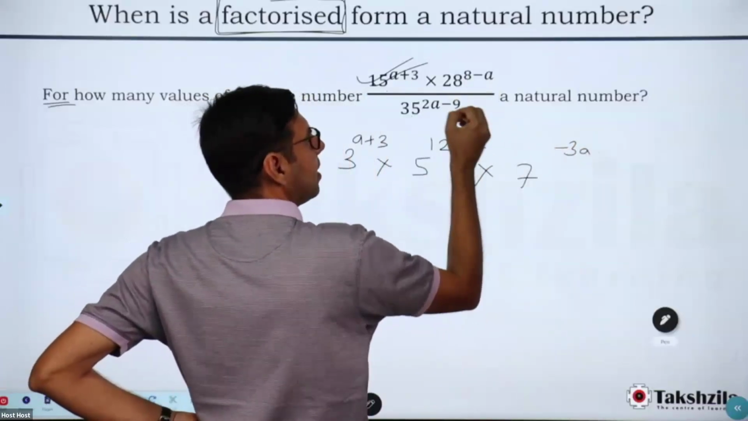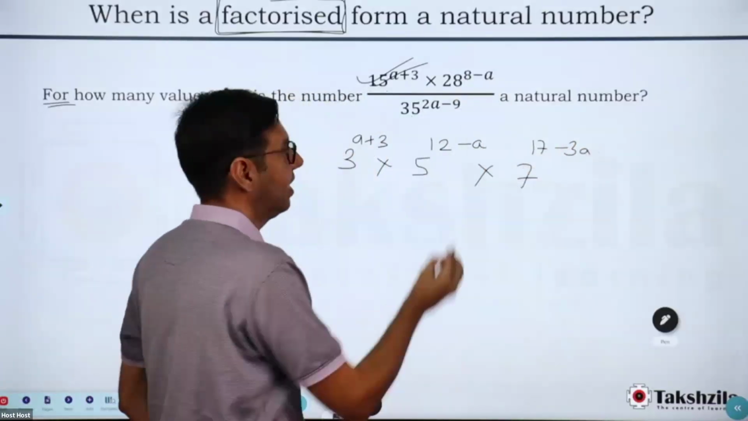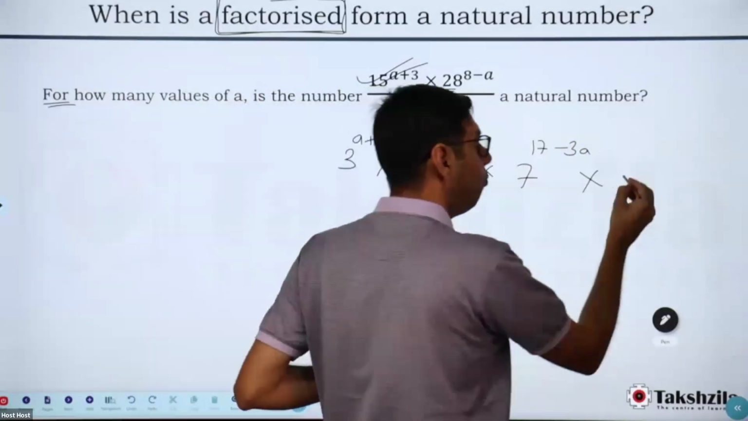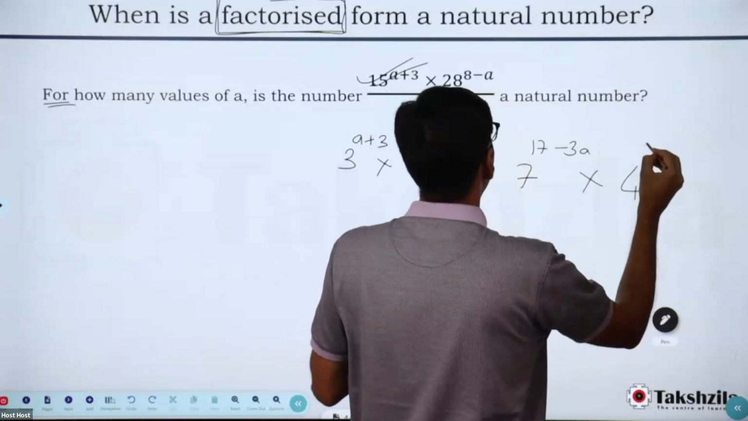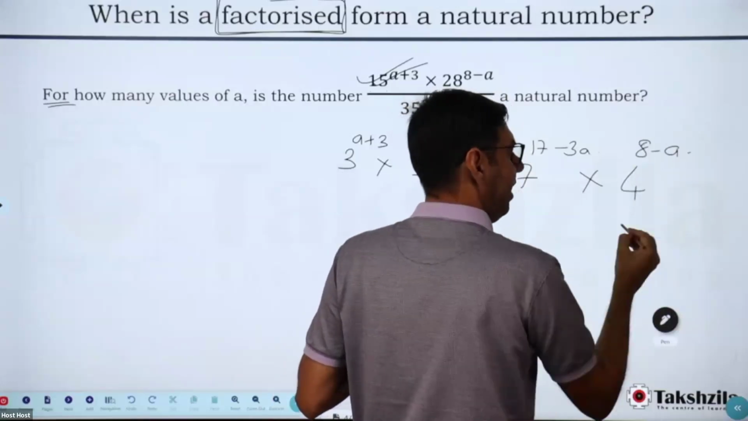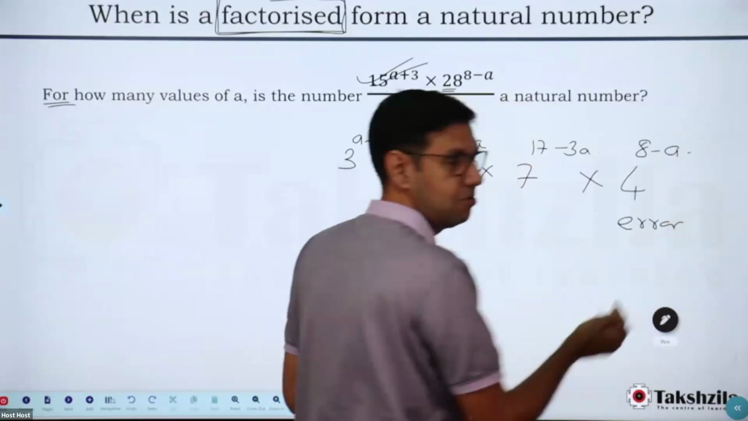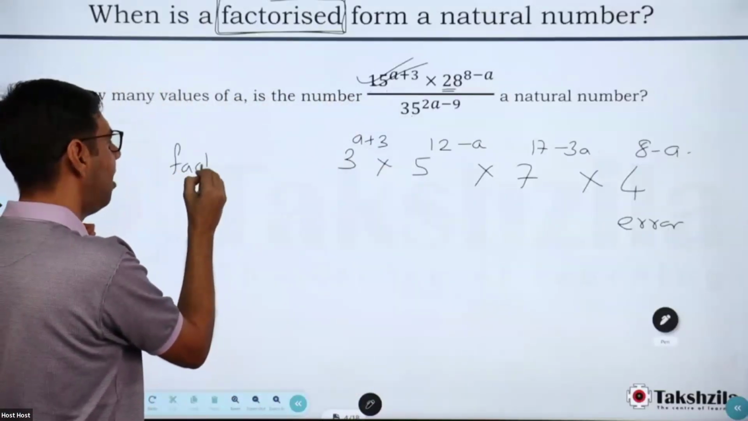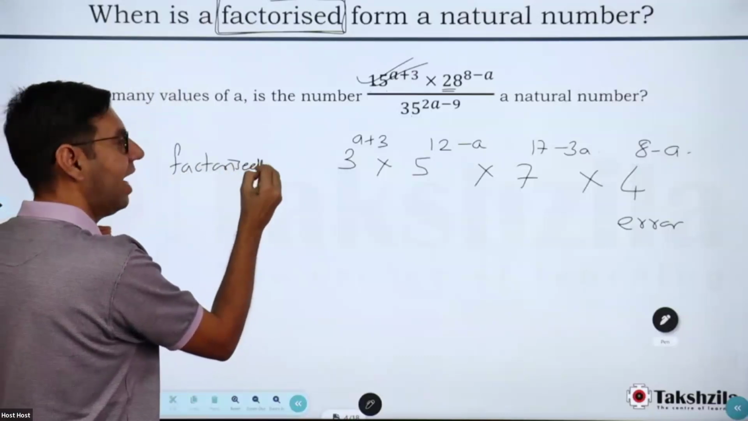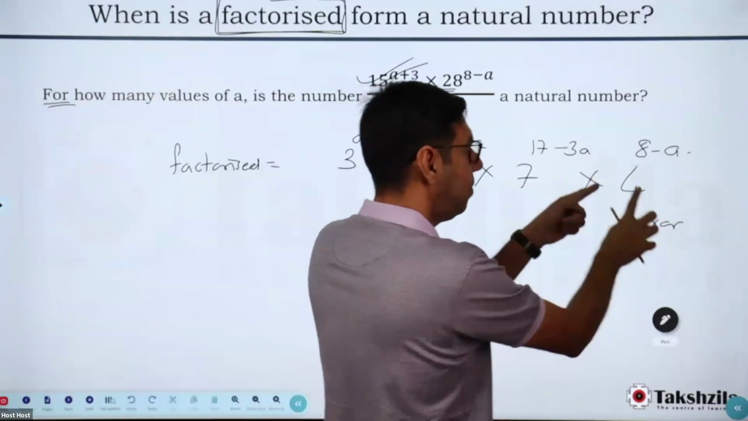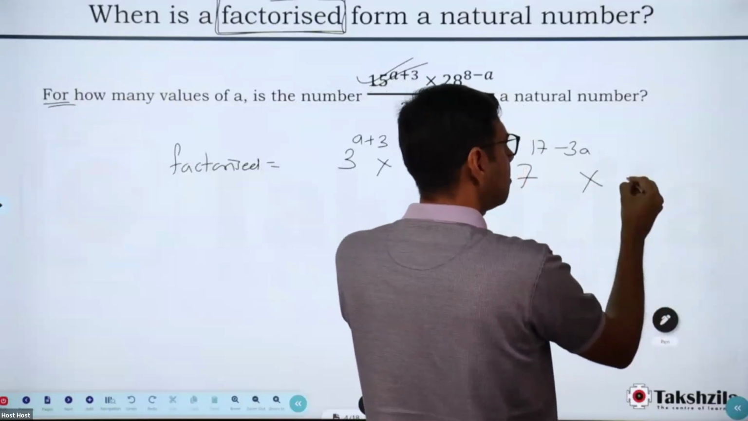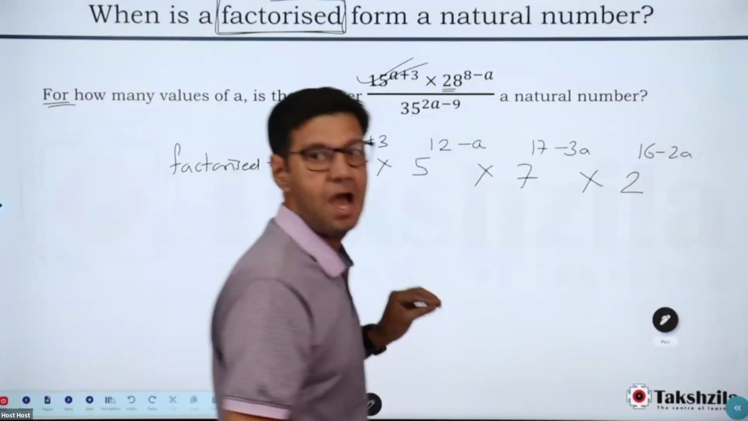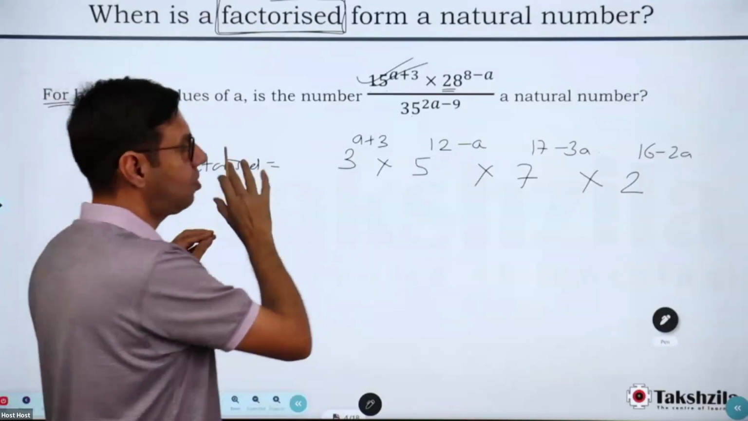Okay, and 8 plus 9, 17 minus 3. Only a 7 is handled. Is there a 4 also? Now, if you write a 4 raised to 8 minus 8, this is an error. You will make a mistake. So what is a factorized form? A factorized form has to be prime. So please be a little careful. So this has to be 2 raised to 16 minus 2a. Last bit. So you wrote the factorized form.